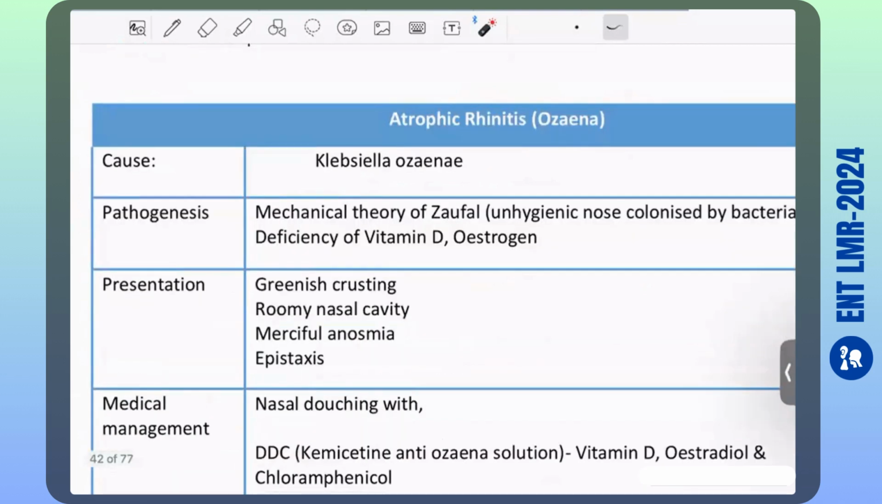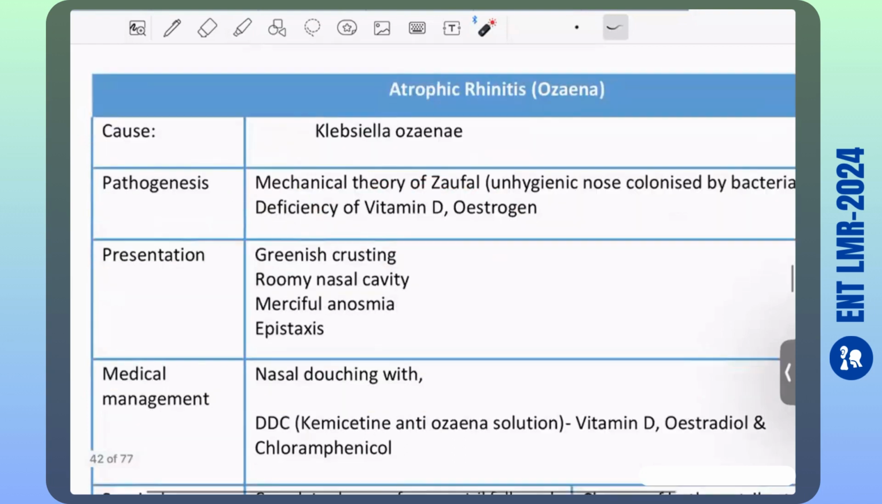Atrophic rhinitis, otherwise called ozena. See, bacteria invade the nose, an unhygienic nose. It grows over there and causes atrophy of the turbinates. Inferior turbinate, middle turbinate, everything gets atrophied. What is the causative bacteria? Klebsiella ozaenae. What is the reason for this? There could be deficiency of vitamin D, deficiency of estrogen, and also the unhygienic nose getting colonized by infective bacteria.